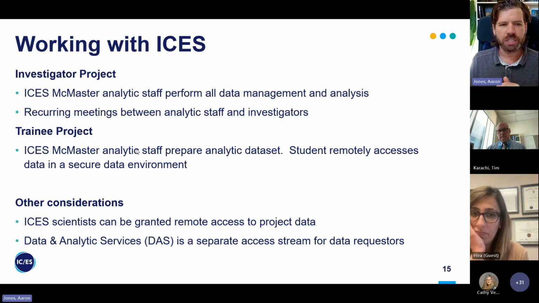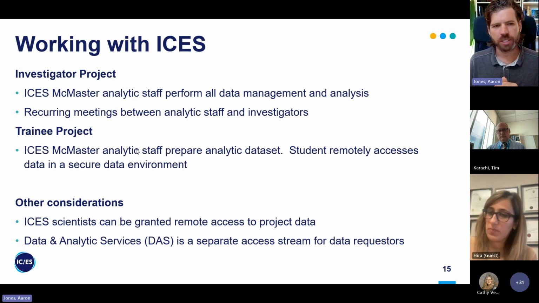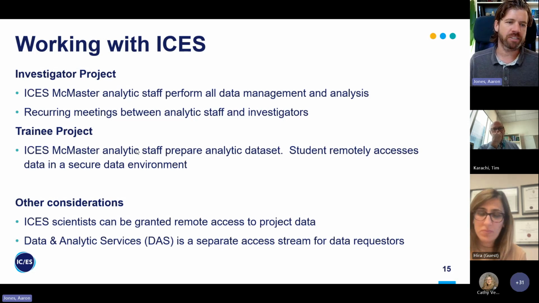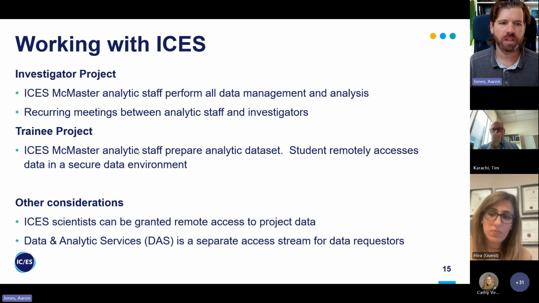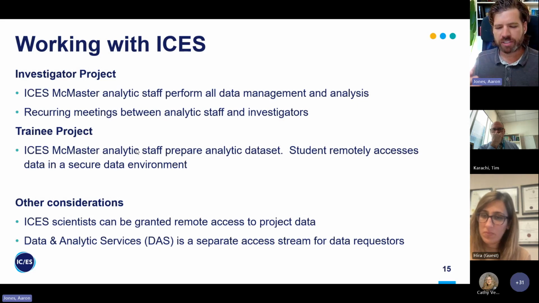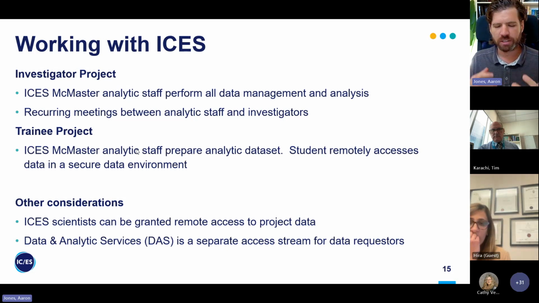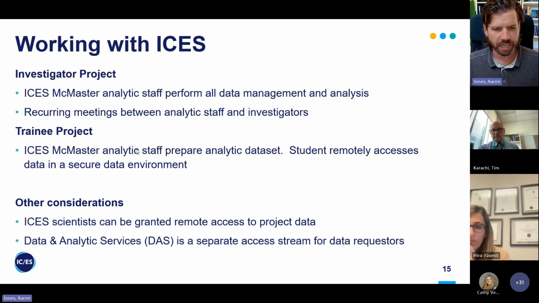Trainee projects are a little bit different because we typically expect trainees to be doing their own analysis. So in that case, ICES McMaster staff will prepare an analytic data set, so they do all the data management, and then the student will remotely access that data set in a secure data environment, and then they can do their own analysis. Things are set up like this because typically ICES scientists don't have the time or often don't have the capacity, the ability to do their own analysis. That's not true for all scientists, and so some scientists can be granted remote access to project data as well. It's not the typical process, but it certainly can be done.